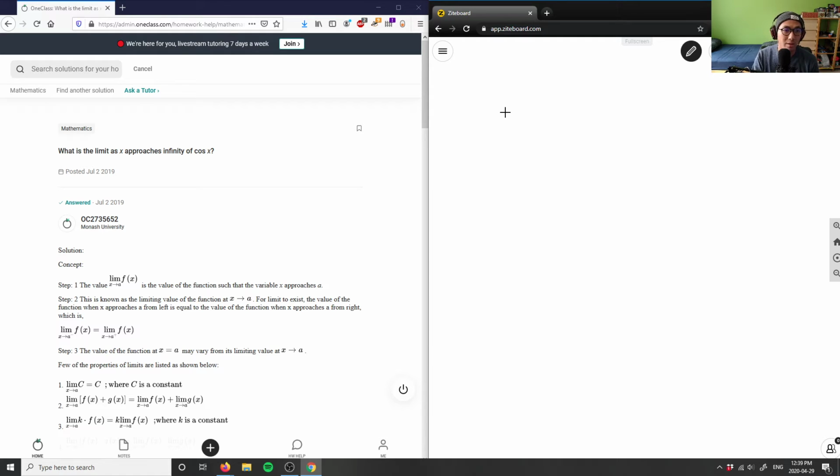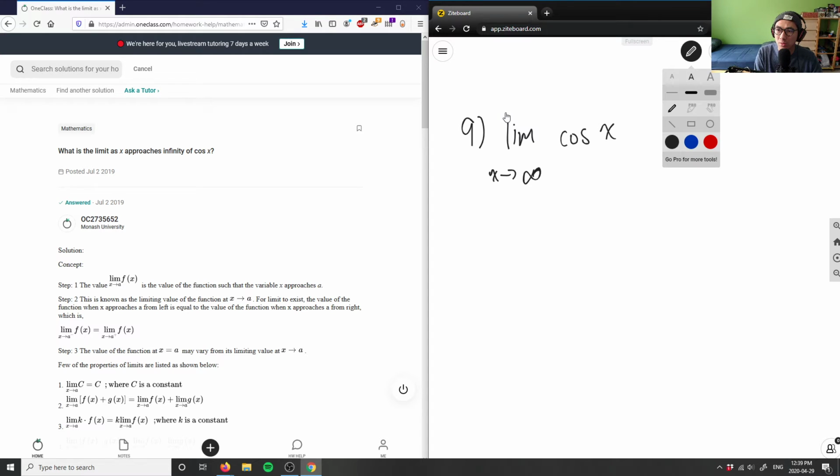Question 9 states: what is the limit as x approaches infinity of cosine x? So the limit as x approaches infinity of cos x. If you think about this question, let's think about the function cos x, and we can actually graph it out here.